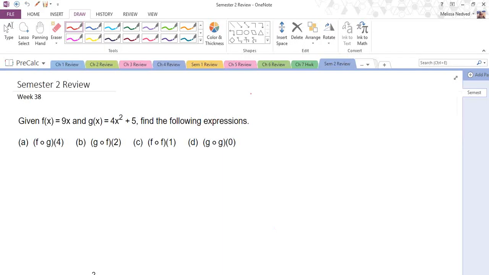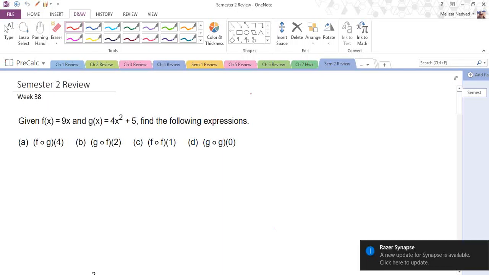Chapter 5 looked at things like inverse functions and logarithmic functions, and then 6, 7 and 8 were your trig functions. So a little more basic than what we really dug into before. So let's go ahead and get started.